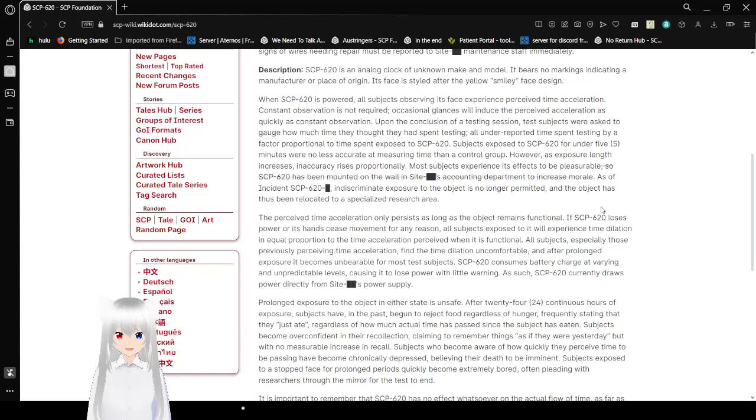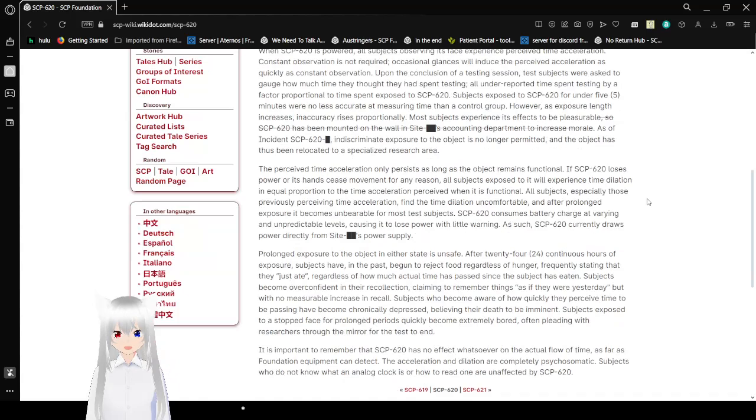Most subjects found its effects to be pleasurable, so SCP-620 was mounted on a wall inside Redacted's accounting department to increase morale. As of incident SCP-620-Redacted, indiscriminate exposure to the object is no longer permitted, and the object has thus been relocated to a specialized research area.